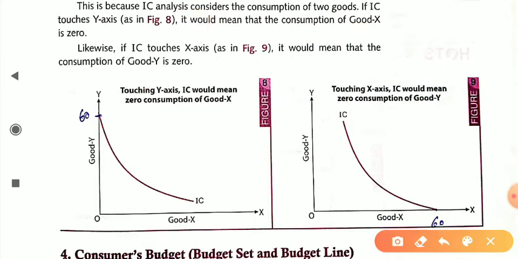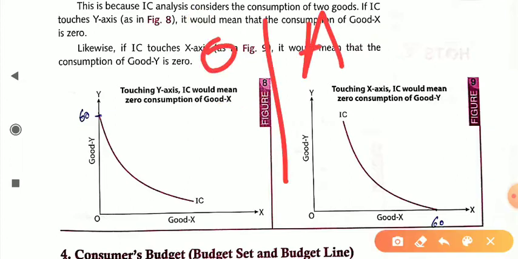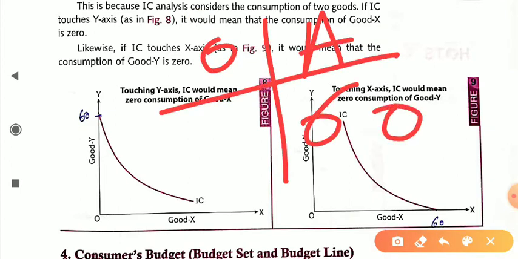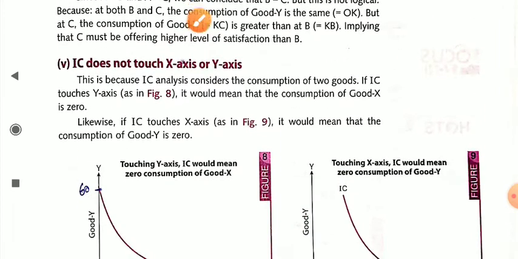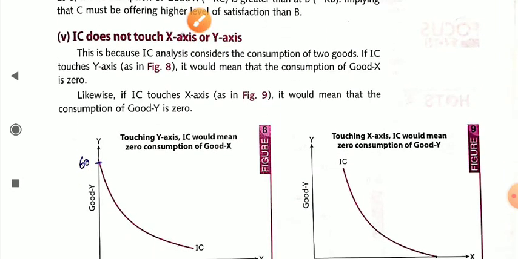Similarly, in the second case, with orange and apple, if you are consuming 60 units of apple and 0 units of orange, then this case is also not possible, because you are spending all your money on the consumption of apple, which is not possible. You have to consume two commodities. That's why the indifference curve does not touch the x-axis and y-axis.